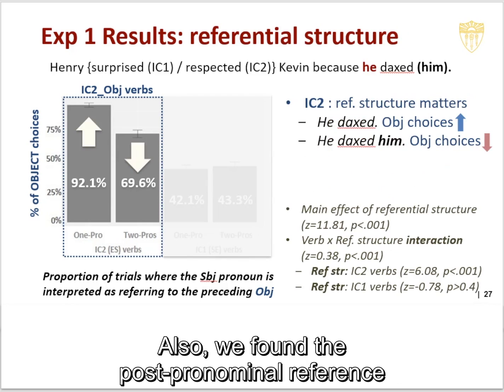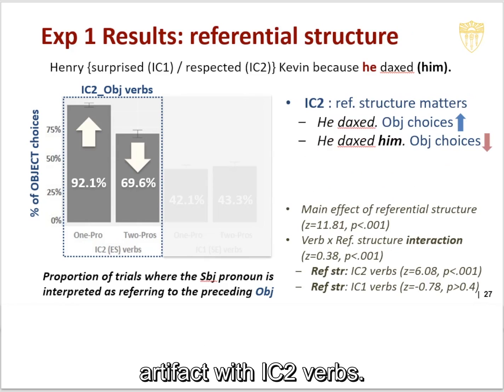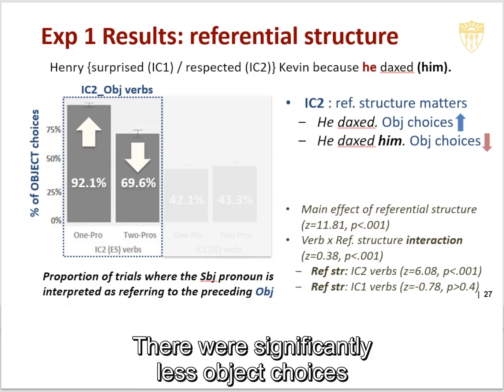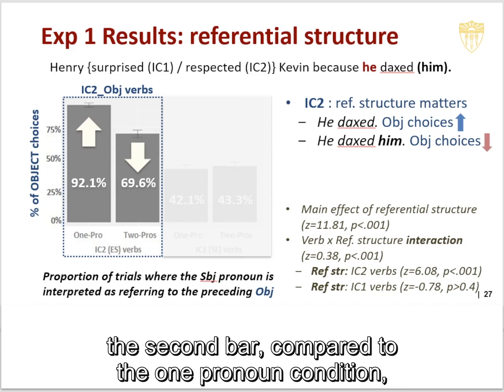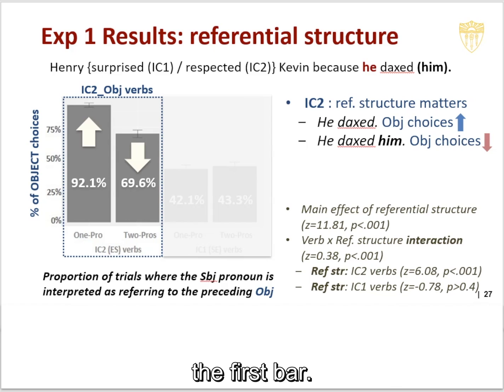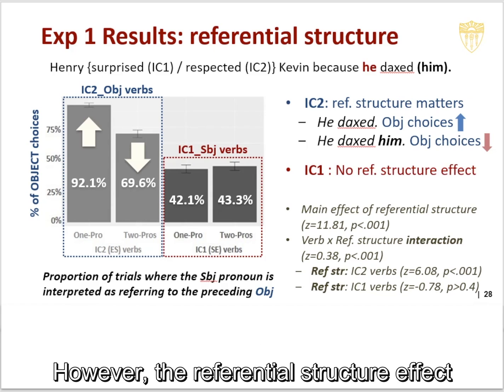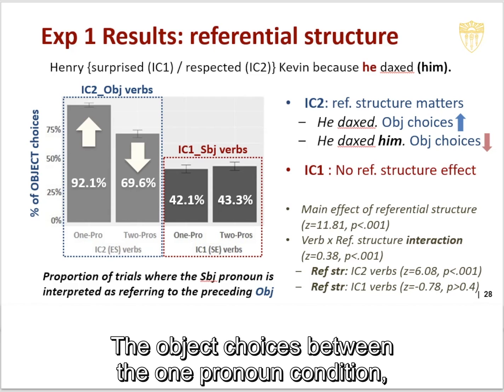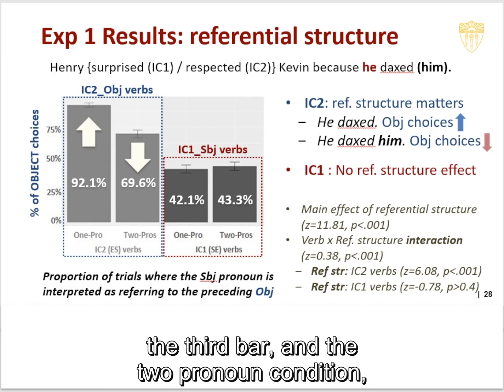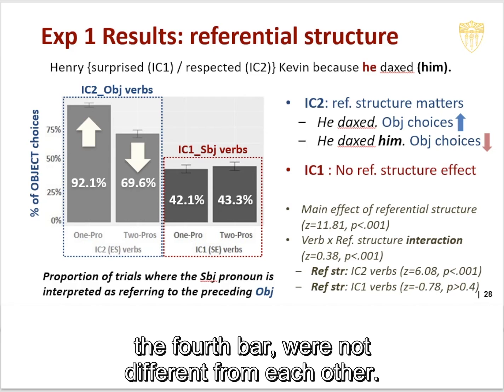Also, we found the post-pronominal referential effect with IC2 verbs. There were significantly fewer object choices in the two pronoun condition, the second bar, compared to the one pronoun condition, the first bar. However, the referential structure effect was not found with IC1 verbs. The object choices between the one pronoun condition, the third bar, and the two pronoun condition, the fourth bar, were not different from each other.